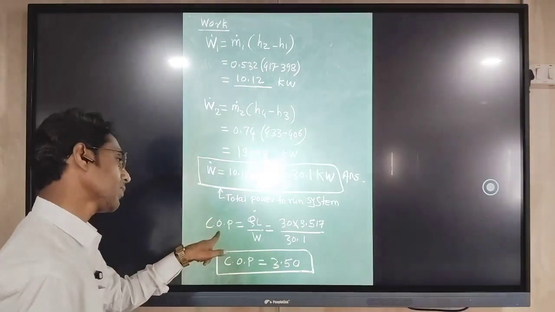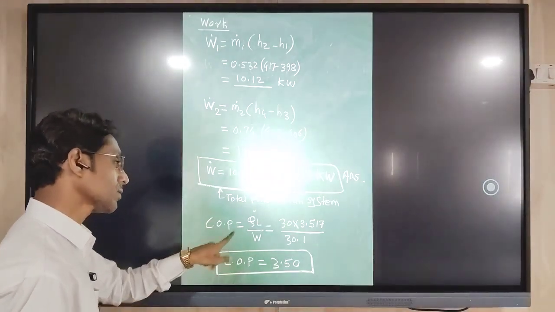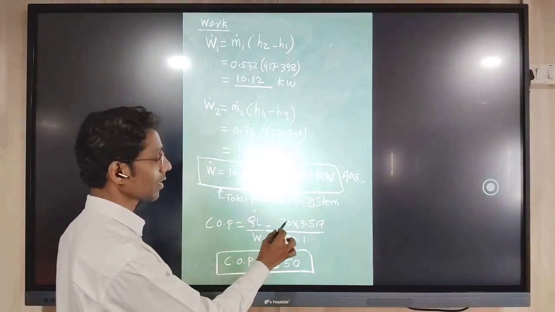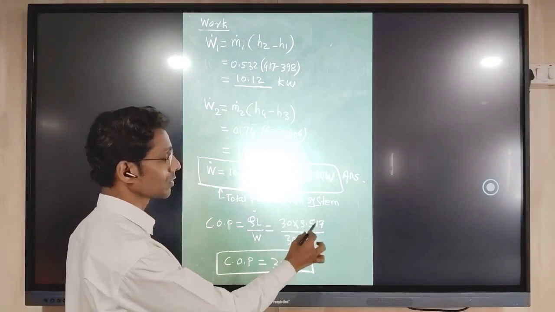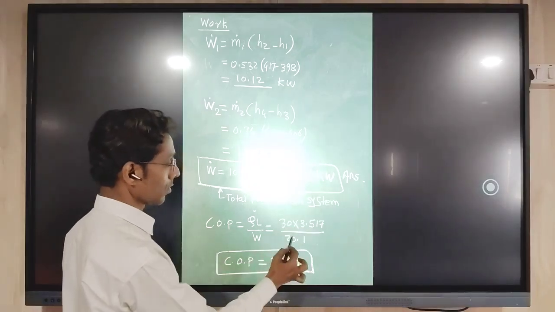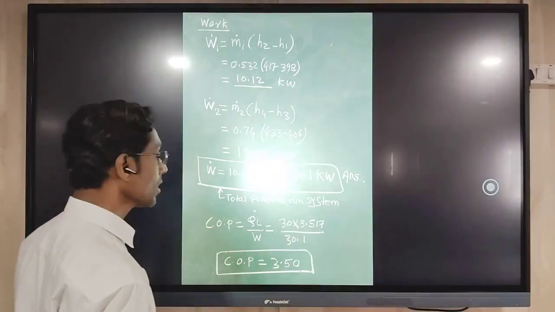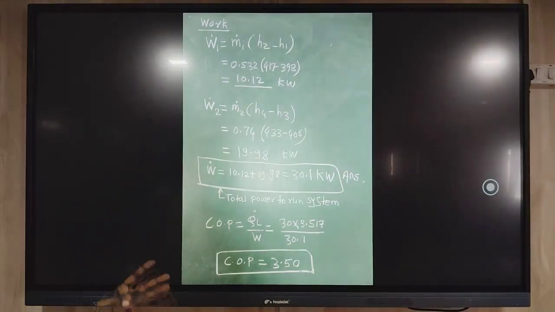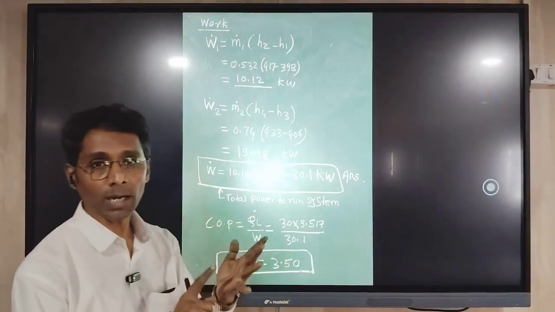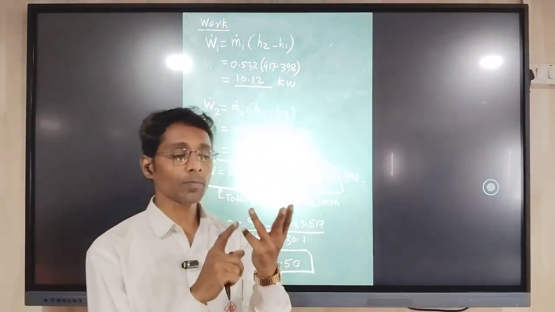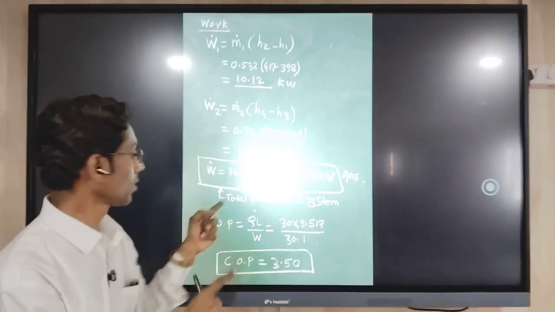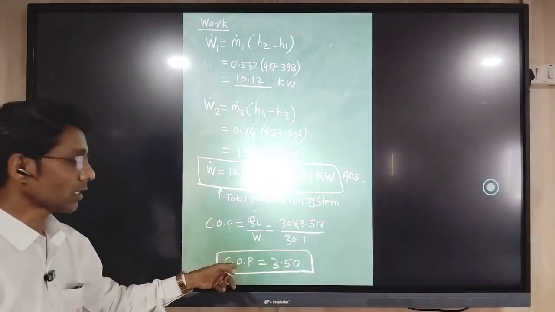Then we find the coefficient of performance, which is Q dot L divided by total power. Q dot L is in TR, converted into kilowatt using this multiplier, divided by the total power. By doing the calculation, we find the COP. In this numerical, we have seen how to find first the mass flow rates of the low pressure compressor and high pressure compressor, then the power consumption, then the COP.